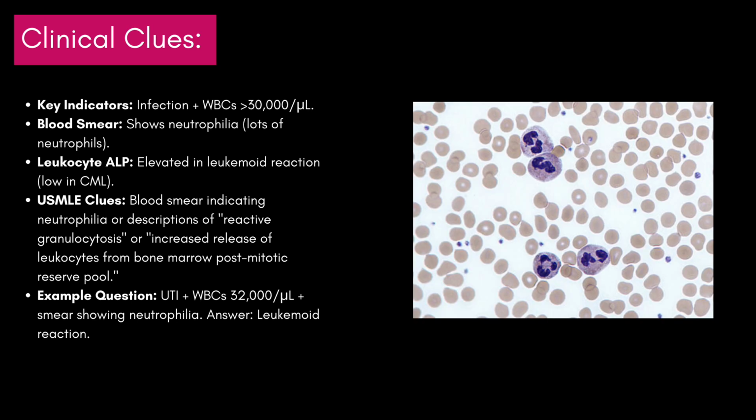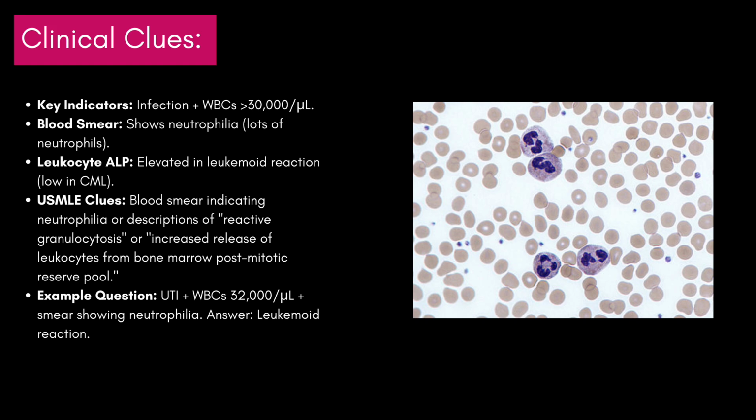Let's take a look at clinical clues. Key indicators: infection and white blood cells greater than 30,000 per microliter. Blood smear shows neutrophilia, lots of neutrophils. Leukocyte ALP is elevated in leukemoid reaction, low in CML.